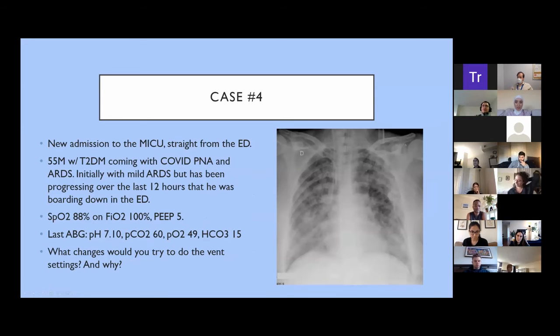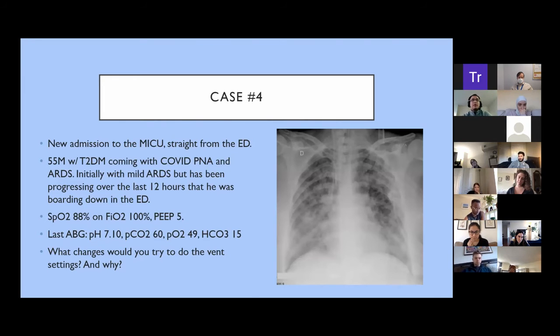New admission to the MICU straight from the ED. 55-year-old male with type 2 diabetes comes with COVID pneumonia and ARDS. As bread and butter as it gets. Initially with mild ARDS, but the patient has been boarding over 12 hours in the ED and now it's getting worse. The SAT is 88%, the FiO2 is 100, the PEEP 5. The last ABG you have is what you're seeing there, which is a pH of 7.1, PCO2 of 60, and PO2 of 49.